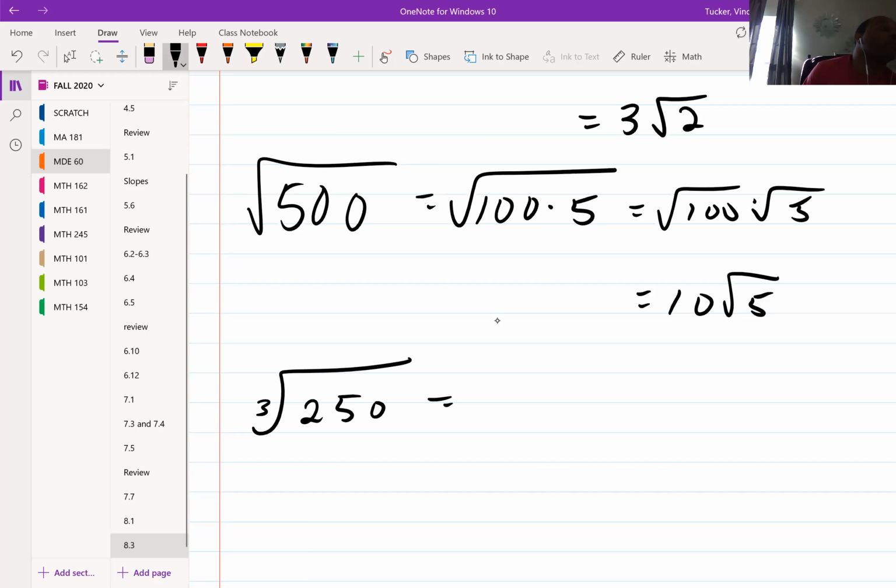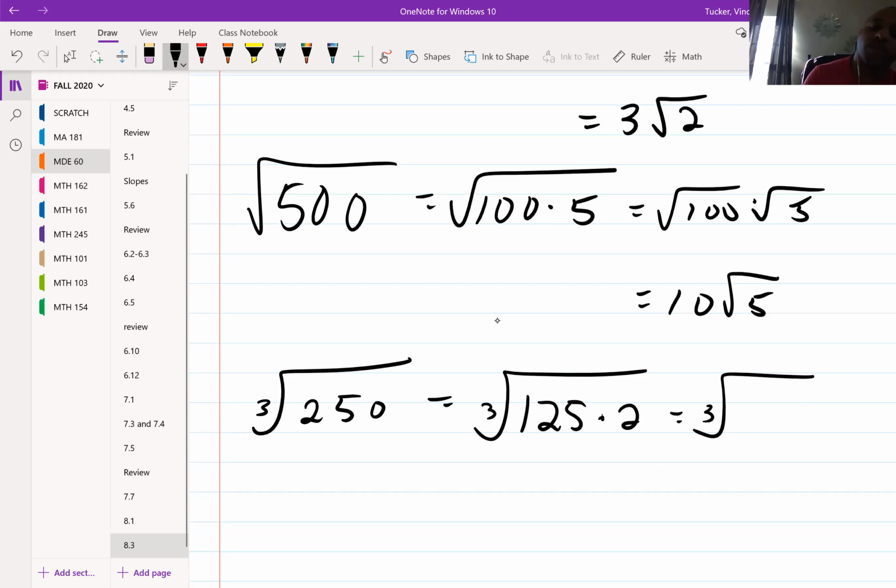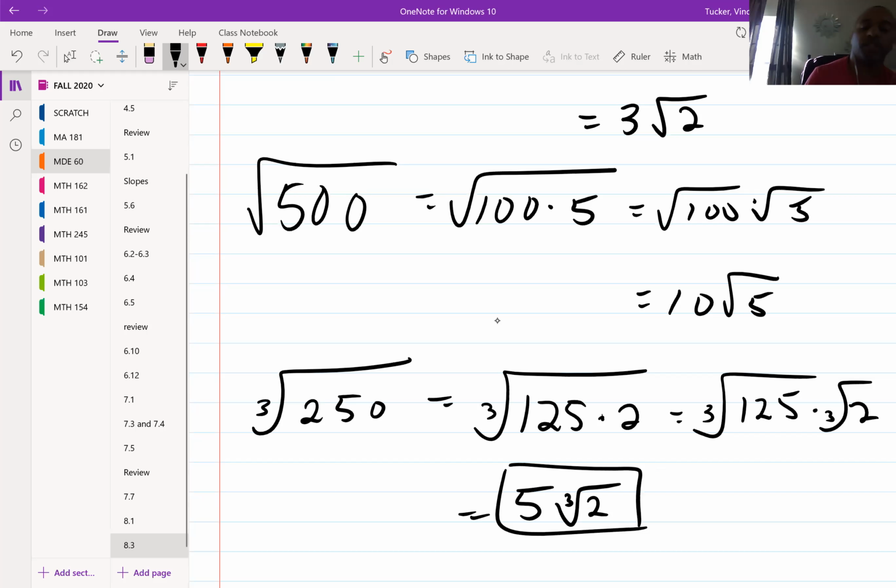All right, here we have the cube root of 250. So now you need a perfect cube. Before we used 100 because 100 was a perfect square. That's because we're dealing with square root. Now we need a perfect cube, and that would be 125 times 2. So the cube root of 125 is 5, and you leave the 2 under that radical.